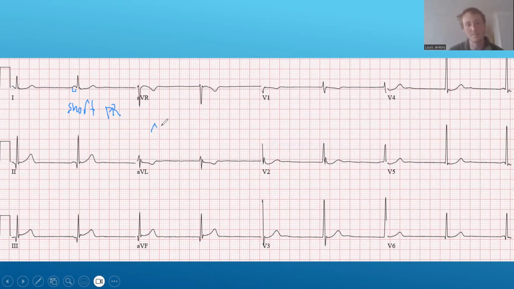A properly bifid P wave like this would suggest P mitrale, which is suggestive of left atrial enlargement. If you don't know what it is, just do a quick Google. It'll probably explain it much better than I can, but it's basically a P wave abnormality where the P wave looks like an M shape, and it's usually quite large, and it suggests that the left atrium is big. But I wouldn't say this looks like P mitrale just because of the size of the P wave.